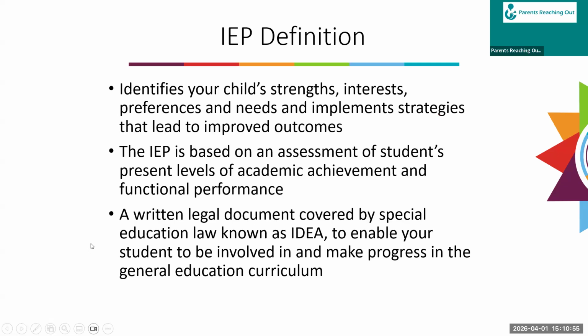background. So the definition of an IEP, it identifies your child's strengths and interest preferences, and also if they need strategies to help them lead to improved educational outcomes. The IEP is based on the assessment of the student's present levels of achievement and functional performance. It's a legal document and it's covered by the educational law known as Individuals with Disabilities Education Act, or IDEA, to enable that your student is involved in making progress in the general education curriculum.